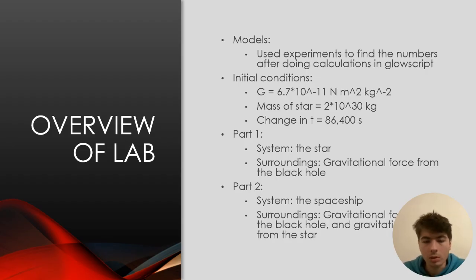Some models I used in this lab was that I used experiments to try to find the numbers after doing the calculations for FNet and such in GlowScript. I used initial conditions for the gravitational constant. Mass of the star was 2 times 10 to the 30 kilograms, and the change in t was 86,400 seconds, which is just 24 times 60 times 60. In part 1, our system was the star, and our surroundings were the gravitational force from the black hole, and in part 2 our system was the spaceship and our surroundings were the gravitational force from the black hole as well as the gravitational force from the star.